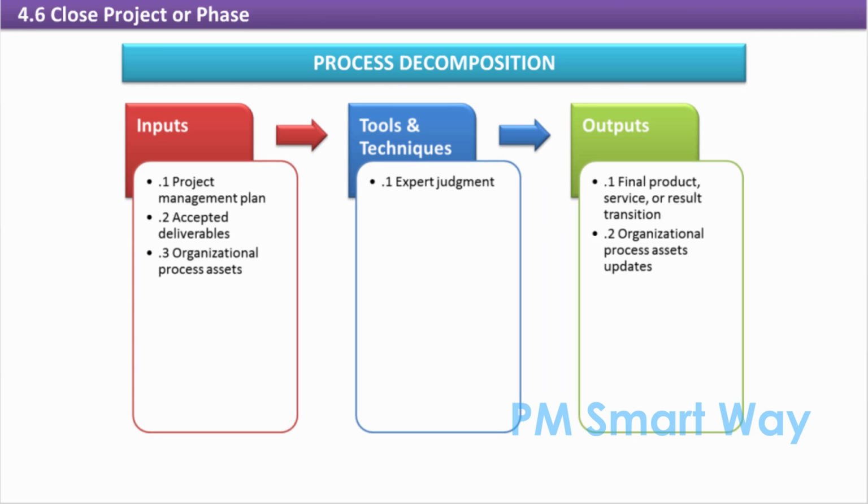Close project or phase. The close project or phase process is the formal completion of the project, or in multi-phase projects the closure of a phase. It includes making sure the project is finalized across all processes, and performing administrative closure procedures and contract closure procedures.